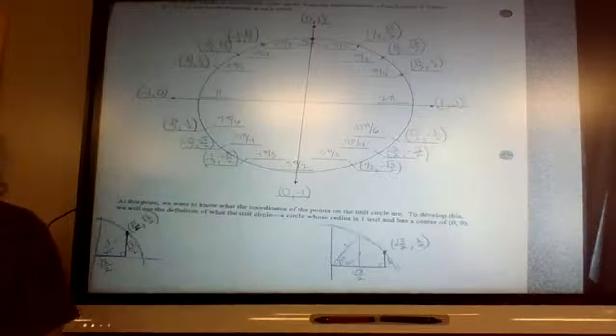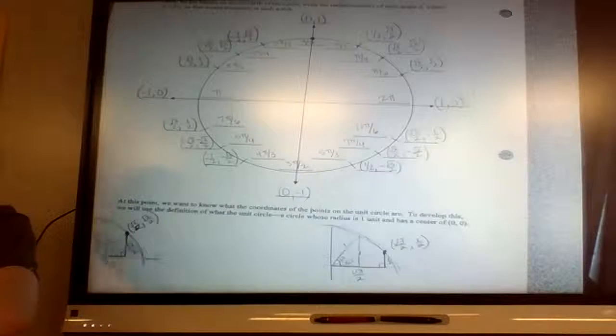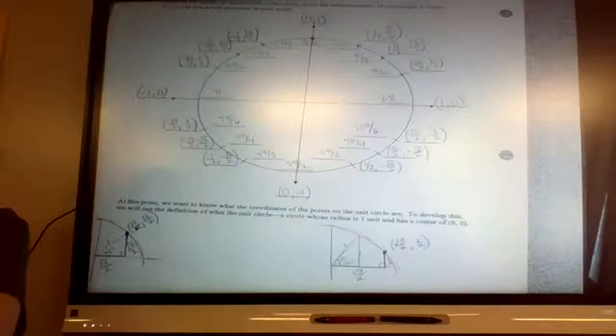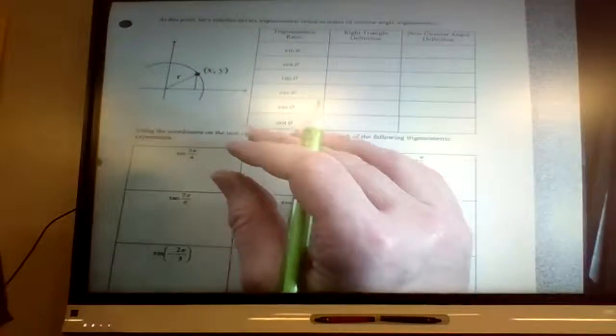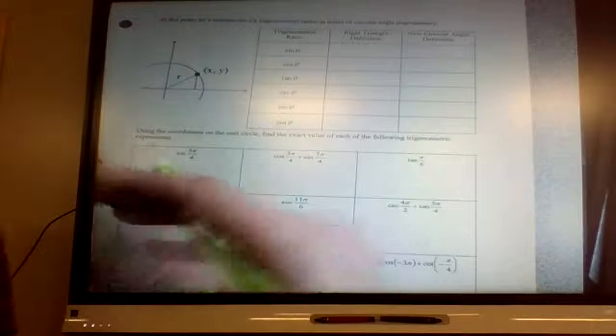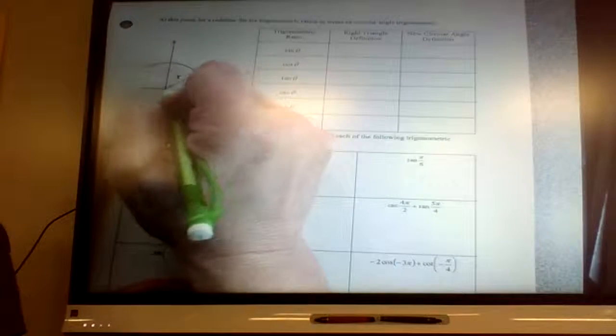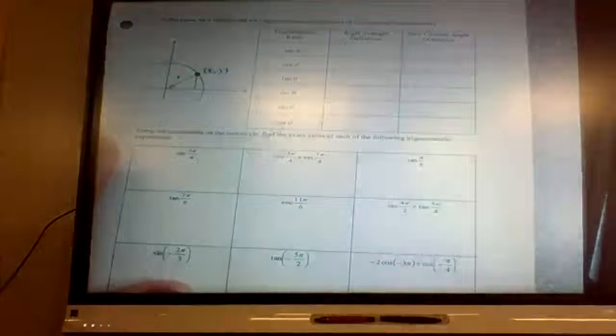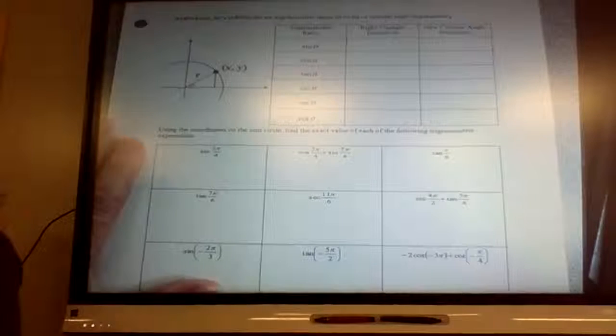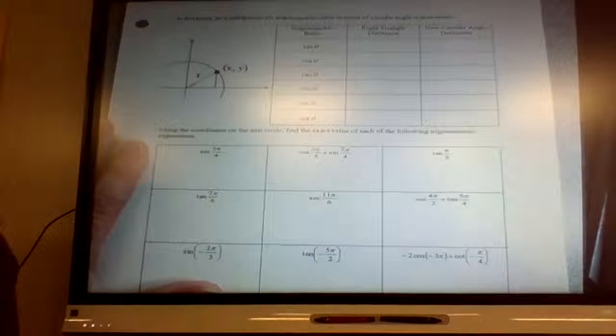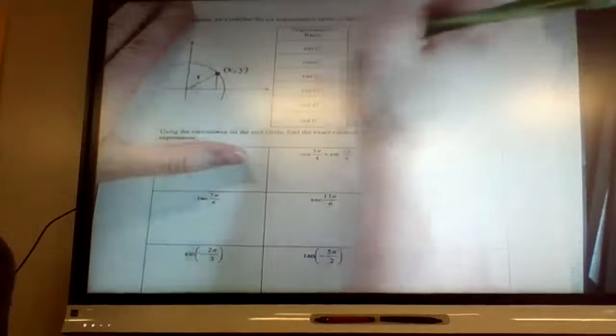All right, so let's look at our trig ratios and our right triangle definition. Instead of looking at them as right triangles, let's look at them in terms of circular angle trig. So if I'm here at theta, in a right triangle, sine is what over what? Opposite over adjacent. Opposite over hypotenuse? It's been rough. Bad.